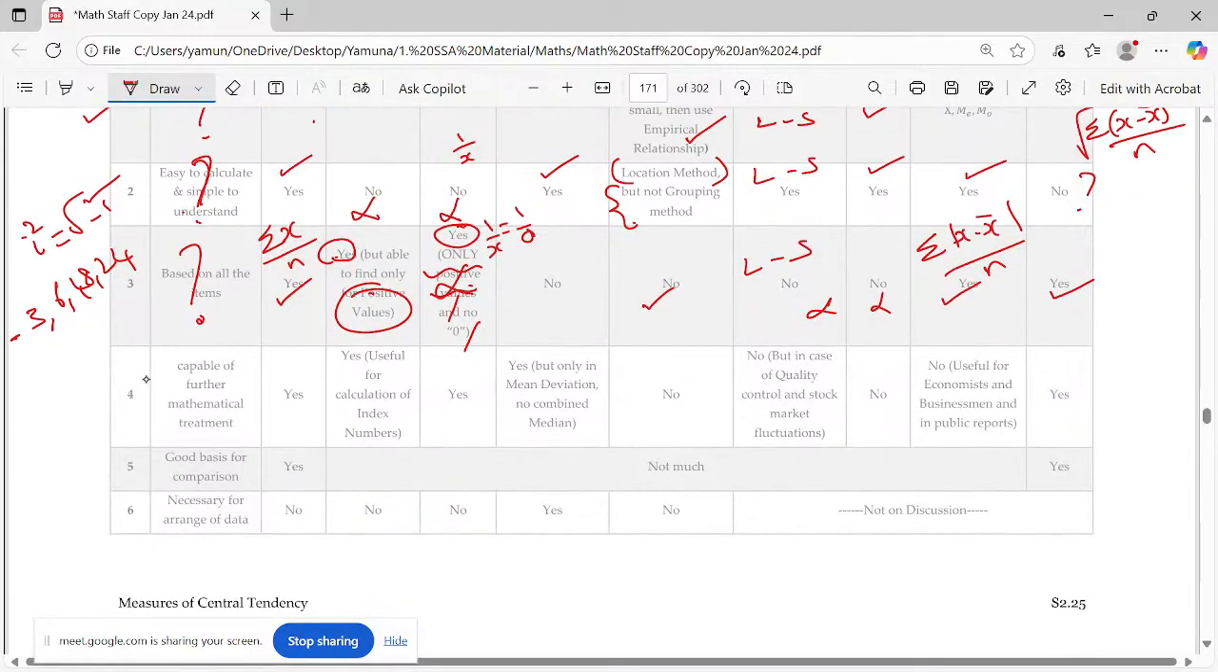Is it capable of further mathematical treatment? Probably yes. In almost all cases, 99% of the cases, we use arithmetic mean. 99% we use standard deviation. Apart from that, geometric mean will be used in the case of index numbers. You remember, you might have done Laspeyres index, Paasche's index, Fisher's ideal index. If you don't remember, we have the index topic. We'll discuss that later. Okay. In that, we'll be using geometric mean.